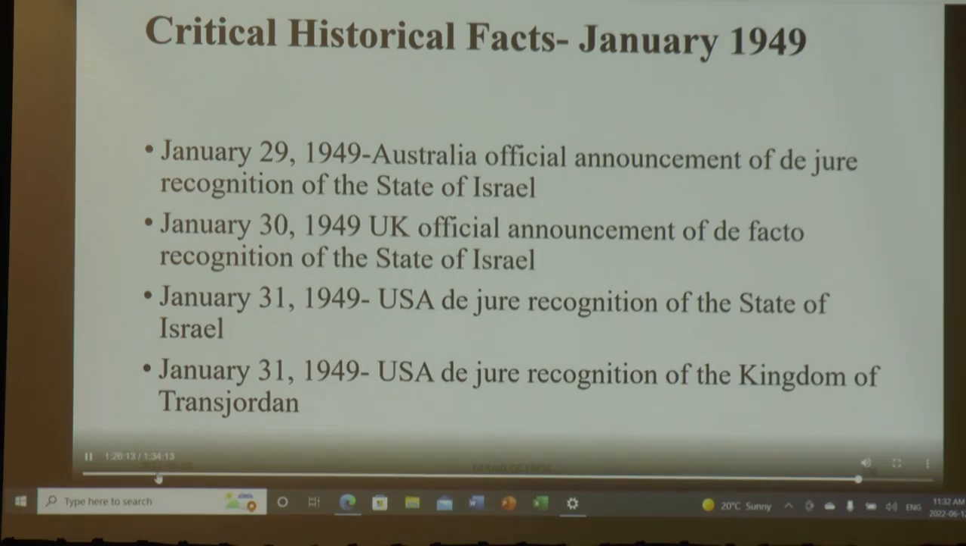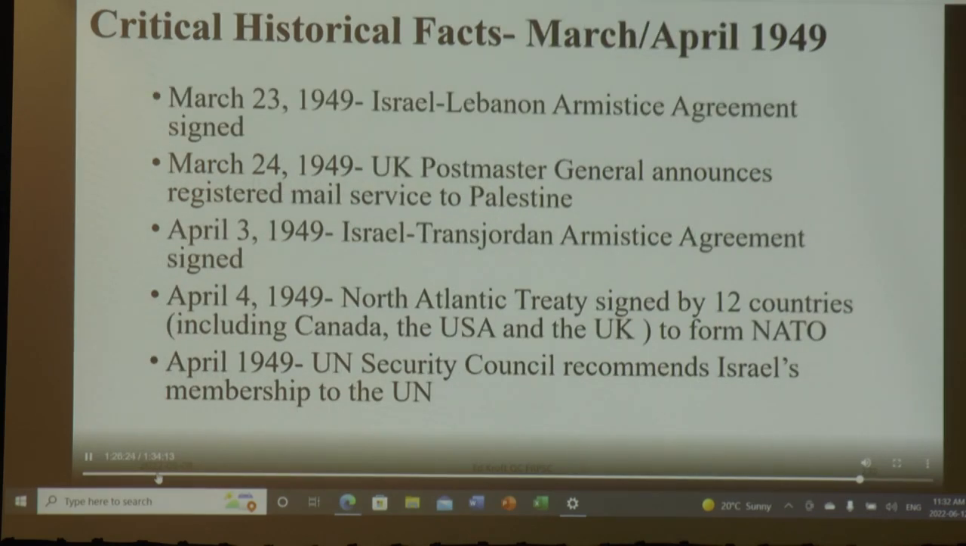The UK is announcing de facto recognition again on January 30th. The US legally recognizes Israel and Jordan, you'll see, at the same time, because that was part of the deal with the United Kingdom. There's armistice with Israel. The UK announces registered mail service to Palestine. Israel creates an armistice with Jordan.